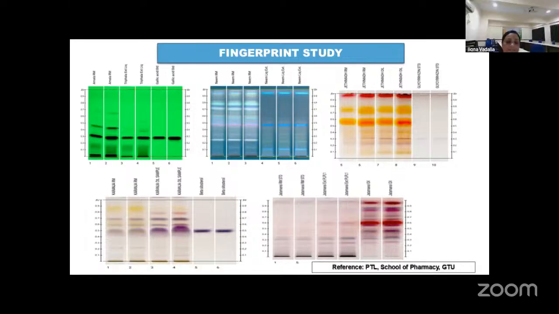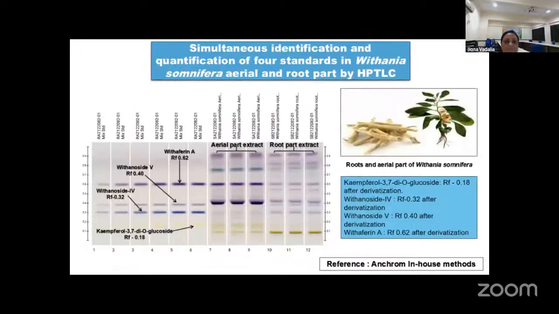So fingerprinting analysis. From the fingerprinting analysis, we are able to see whether our sample is pure or any adulteration with our sample is there or not. So we can authenticate our sample with the fingerprint analysis. So this HPTLC we can also use for the quantitative purpose.